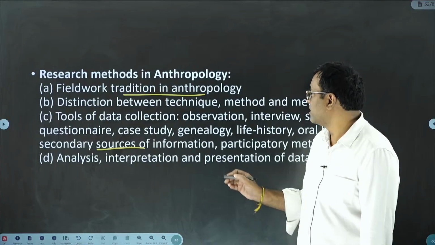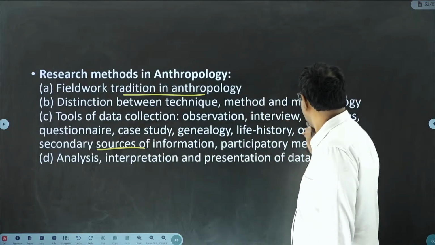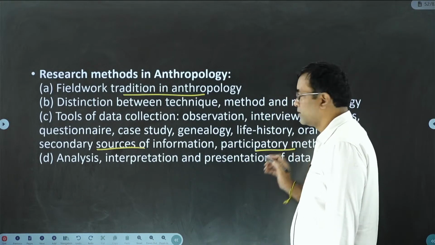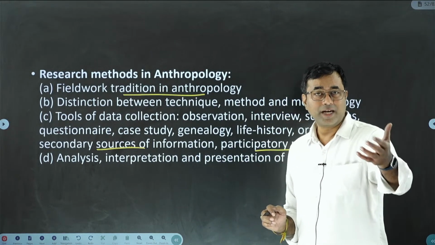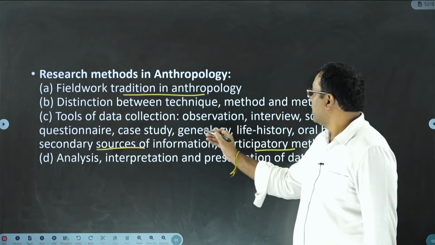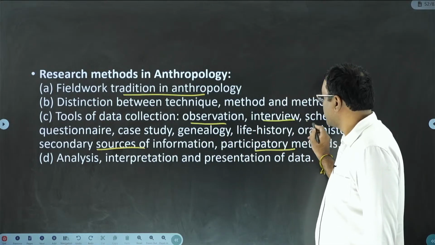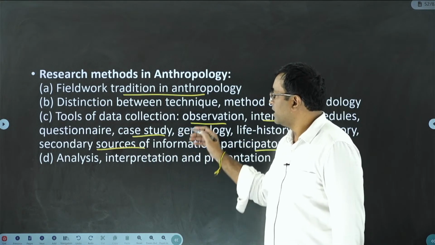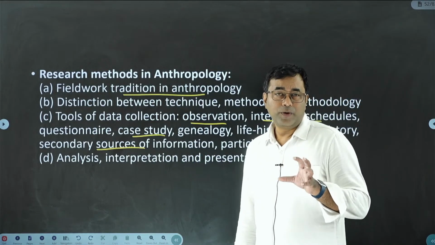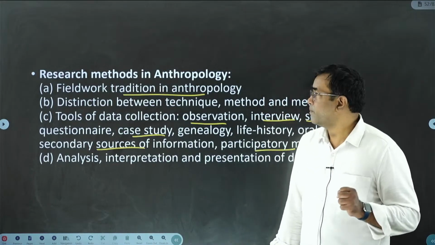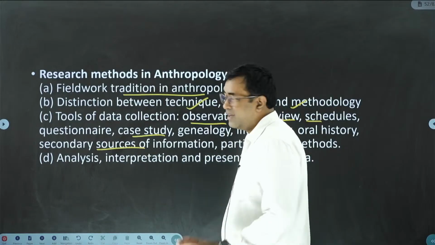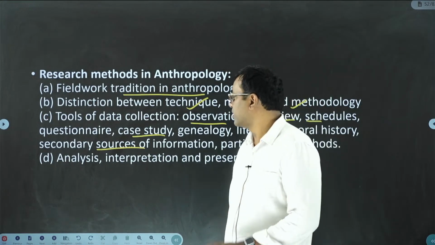Primary source of information means, for example, one of the research methodologies we can consider is the participatory methods. You will go to the tribal areas, get the information, decode it, produce the theory. So participatory information. And at the same time, observation, interviews, schedules, and questionnaire, case study. These are different types of methods which are being used in anthropology to get the information from the people. And similarly, the technique, method and methodology are the concepts that will be discussed as part of this particular chapter.